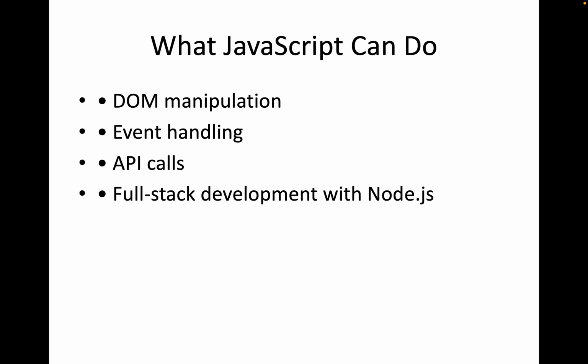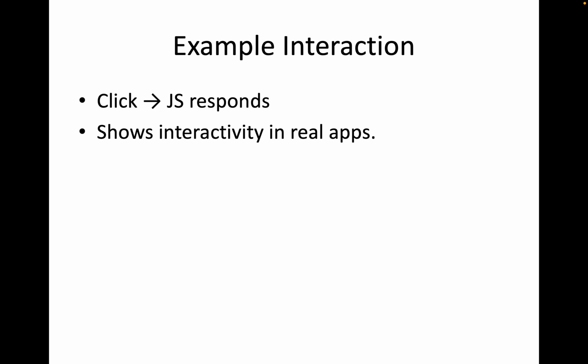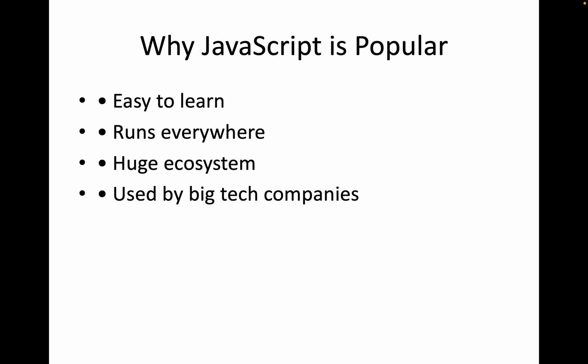So why is JavaScript so popular? Because it's everywhere, it's easy to learn, it runs on every browser, and it has a massive community, and there are thousands of libraries and frameworks we use daily. Big companies like Google, Netflix, and Facebook rely on JavaScript. And today, you can even build full-stack applications using only JavaScript.